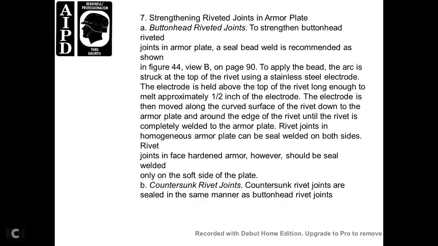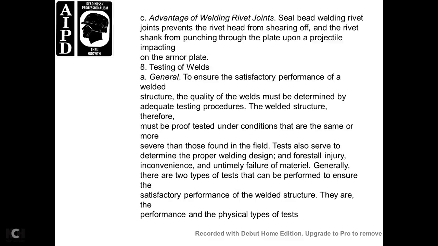B. Countersunk rivet. The countersunk rivets are sealed in the same manner as the button head rivet joints. Advantage of the welded rivet joint: sealed bead welded rivet joints prevent the rivets from shearing off, and the shanks from being punched through the plate when a projectile impacts on the armor plate.